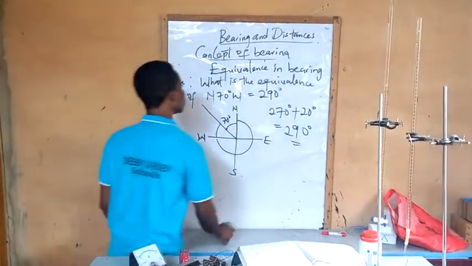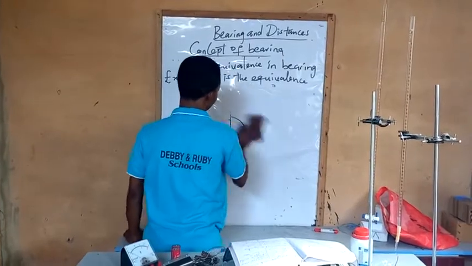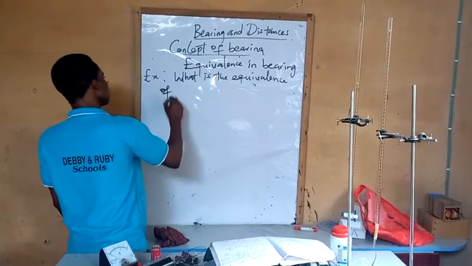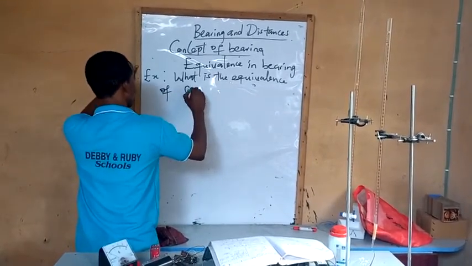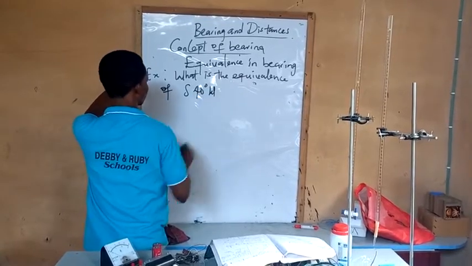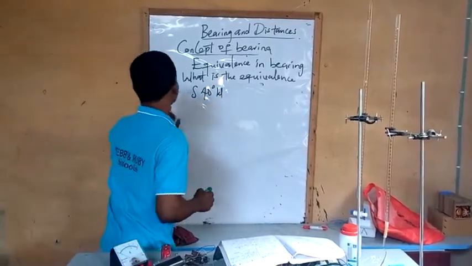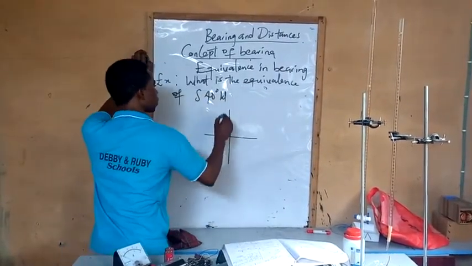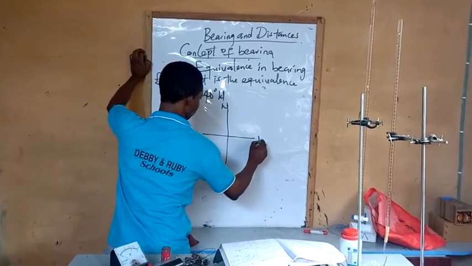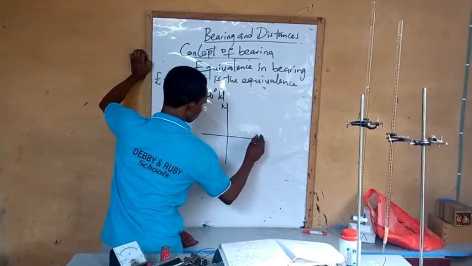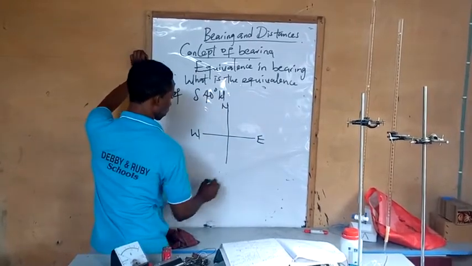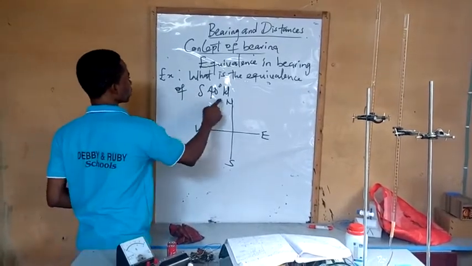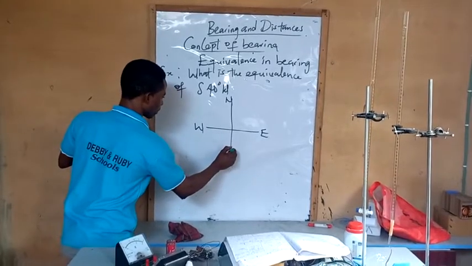Let me do one more. What is the equivalence of south 40 degree west? What is the equivalence of south 40 degree west? These are north, east, west, and south. So when they give us south 40 degree west, from the south is going to west 40.